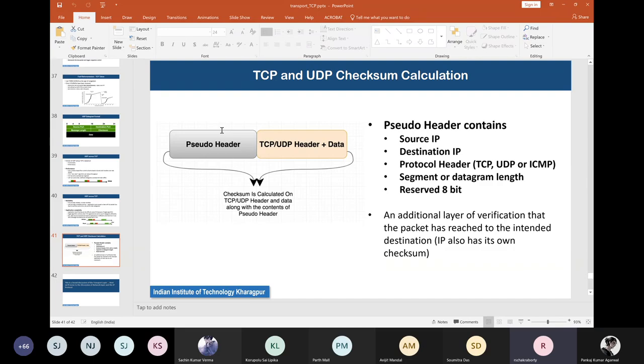For your convenience, I have uploaded a 4 or 5 page note on Moodle, which shows how the checksum is calculated. It is quite peculiar, not very difficult to understand, but it is peculiar. The one's complement arithmetic itself is quite peculiar. But if you understand hexadecimal characters and binary addition, then you will understand how this calculation happens. You can have a look at it. That won't be in the syllabus.